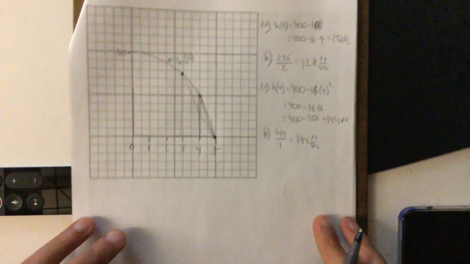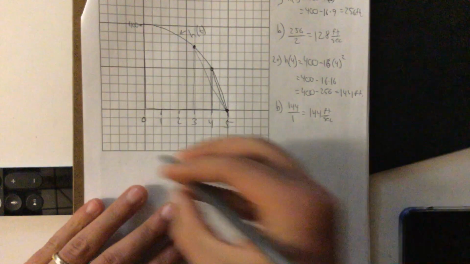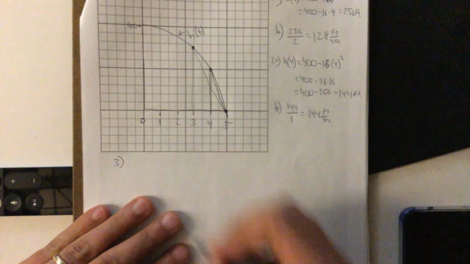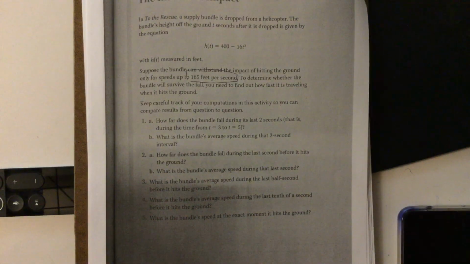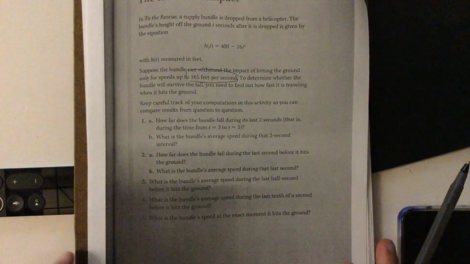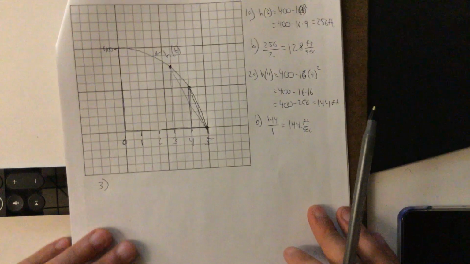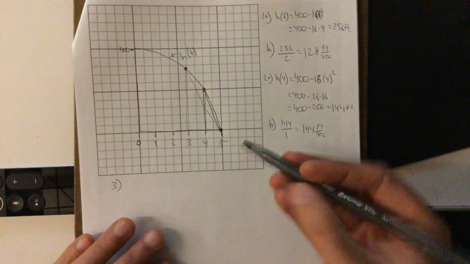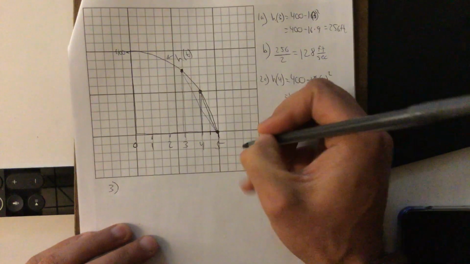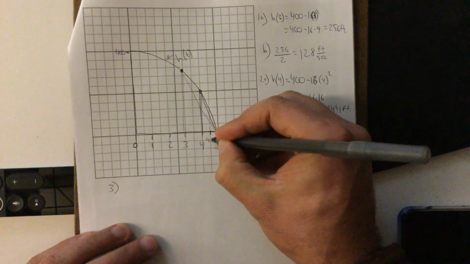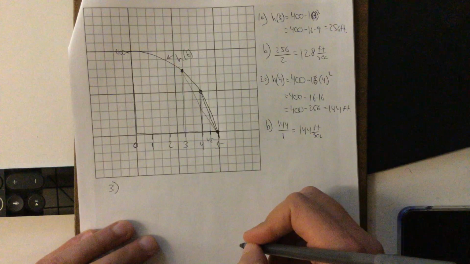Okay, now we're going to look at question number 3. Question number 3 asks a similar question again, but instead of the last 2 seconds or last second, it's now the last half second before it hits the ground. So we're getting closer to learning the speed on impact. Well, the last half second before it hits the ground is going to be a half second before 5 seconds, and that's going to be at 4.5 seconds.